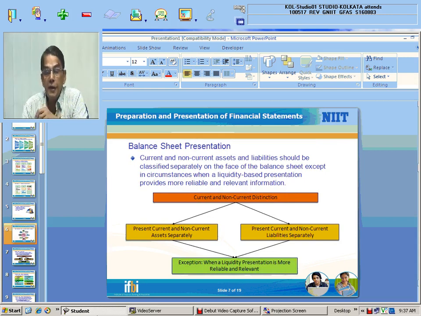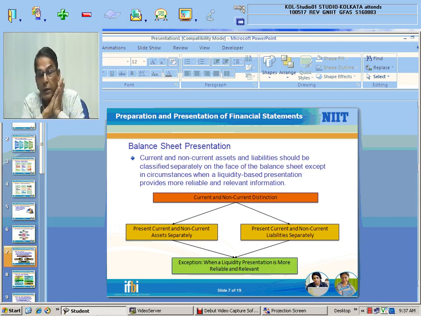Now we talk about the statement of financial position or balance sheet, one of the most important components of a complete set of financial statements. In the balance sheet presentation, current and non-current assets and liabilities should be classified separately on the face of the balance sheet, except in circumstances when a liquidity-based presentation provides more reliable and relevant information. So there should be a distinction between current and non-current assets, and also current and non-current liabilities should be separately presented on the face of the balance sheet. But when liquidity presentation is more reliable and relevant, then it need not be done that way.